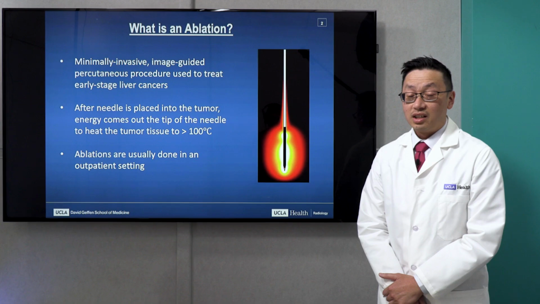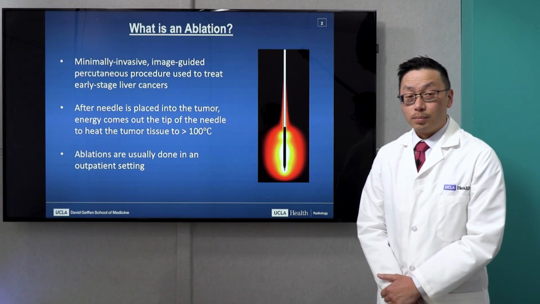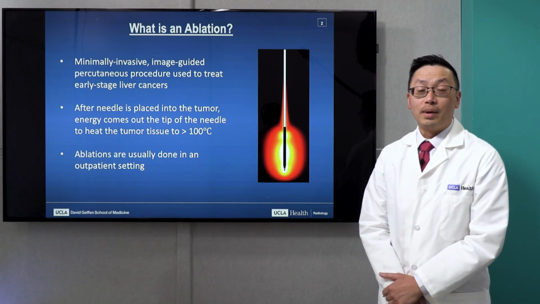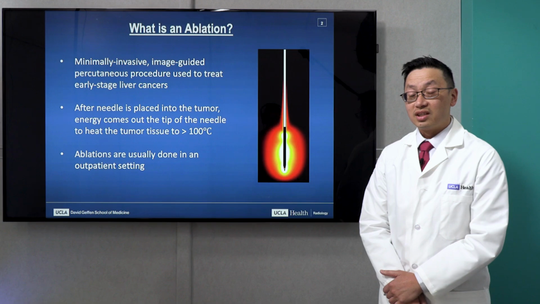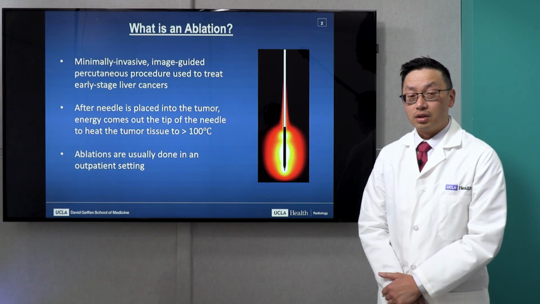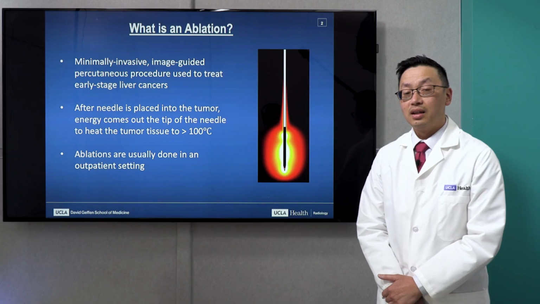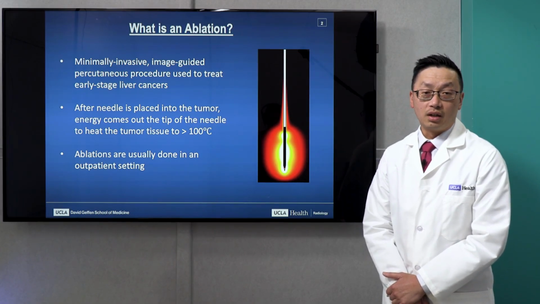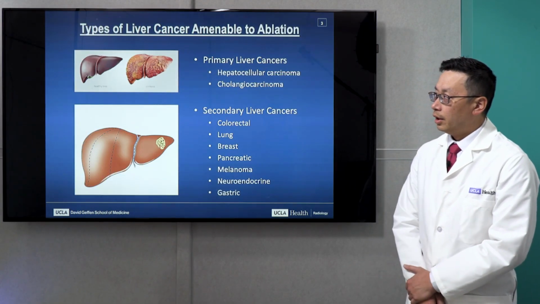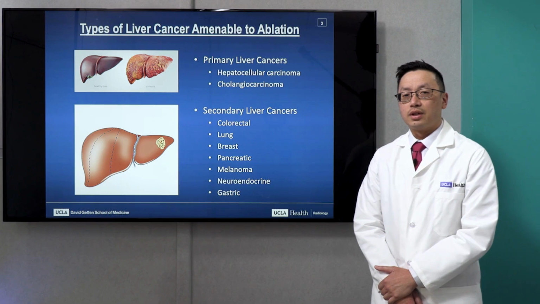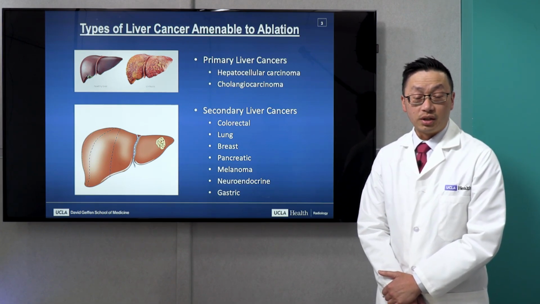Because this is a percutaneous procedure, thermal ablations can usually be done in an outpatient setting, meaning that patients can come in, get their procedure, recover, and go home the same day without any need for overnight recovery in the hospital. There are many types of liver cancers that are amenable to ablation.